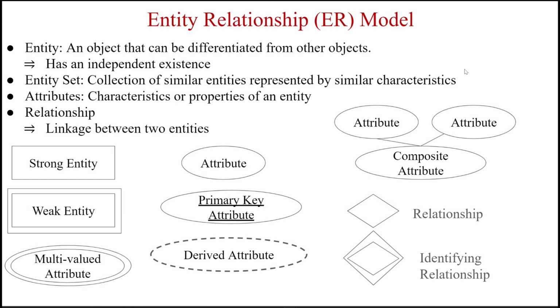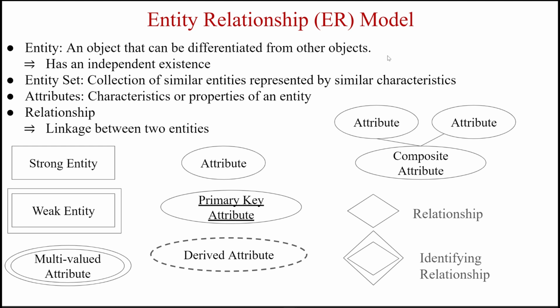Okay, let's come to the ER model. Now, what are the different notations? So, most importantly, we have an entity. An entity is an object that can be differentiated from other objects. It is a very, very important definition. You need to understand it very clearly. An entity is an object that can be differentiated from other objects.